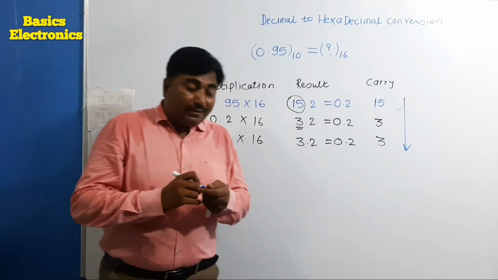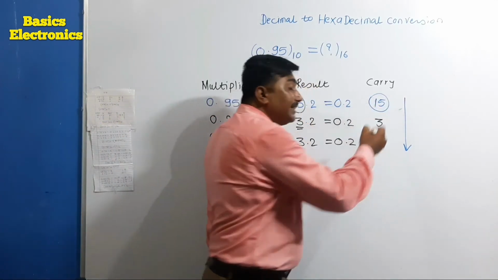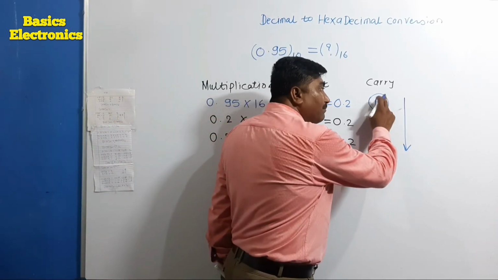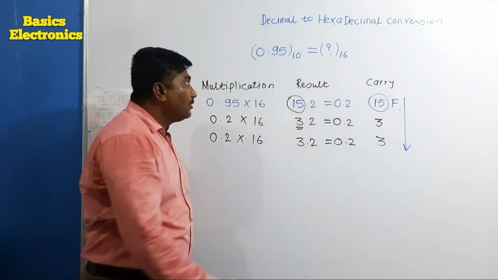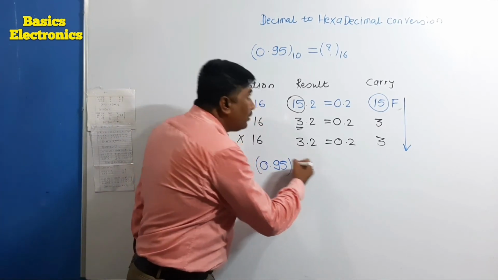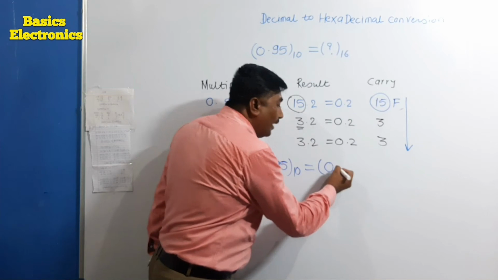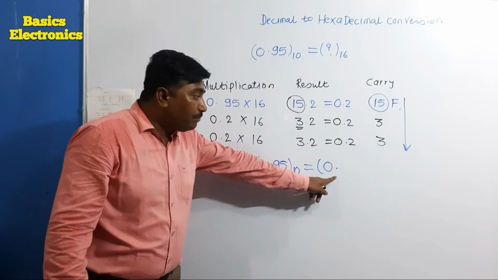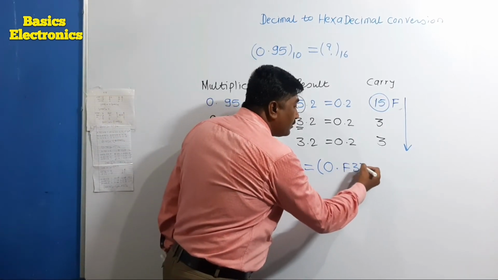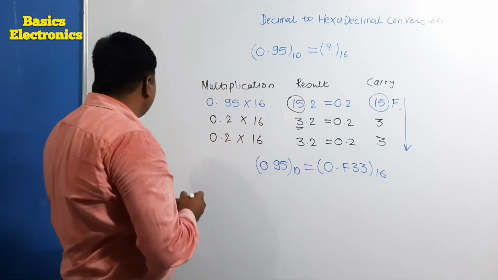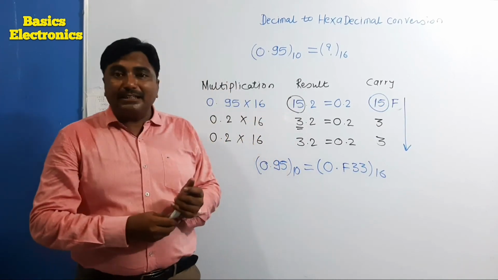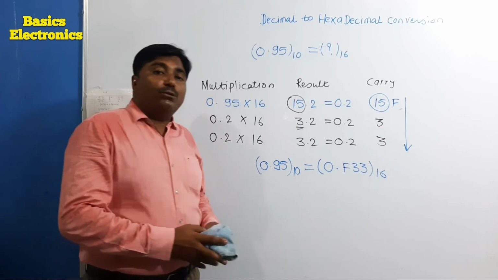Okay. But before writing the answer, we have to convert the digits which are greater than 9 into hexadecimal ones. So the equivalent of this 15 in hexadecimal is F. So the answer becomes 0.95 base 10 equals, in brackets, 0. Don't forget to give the fractional point. So here it is F33. What is the base? The base is 16. The answer is 0.F33, base 16. Okay. One more example we will see.